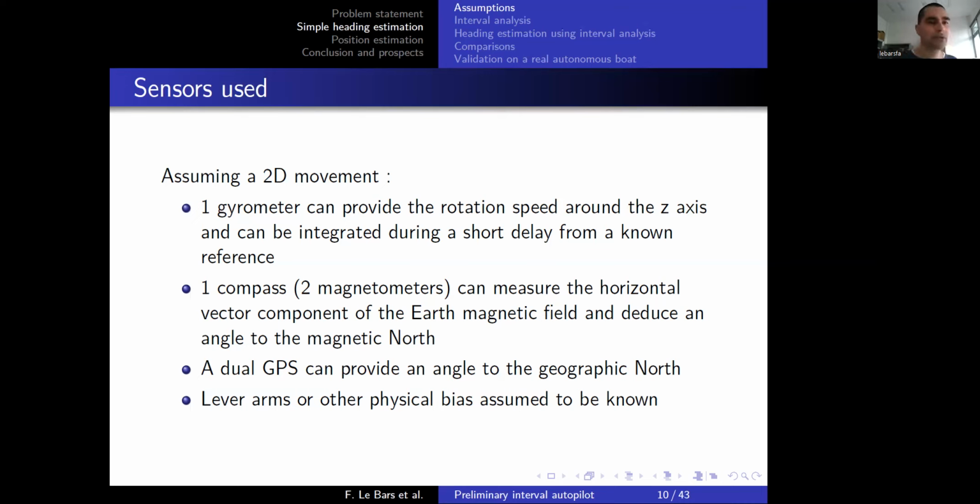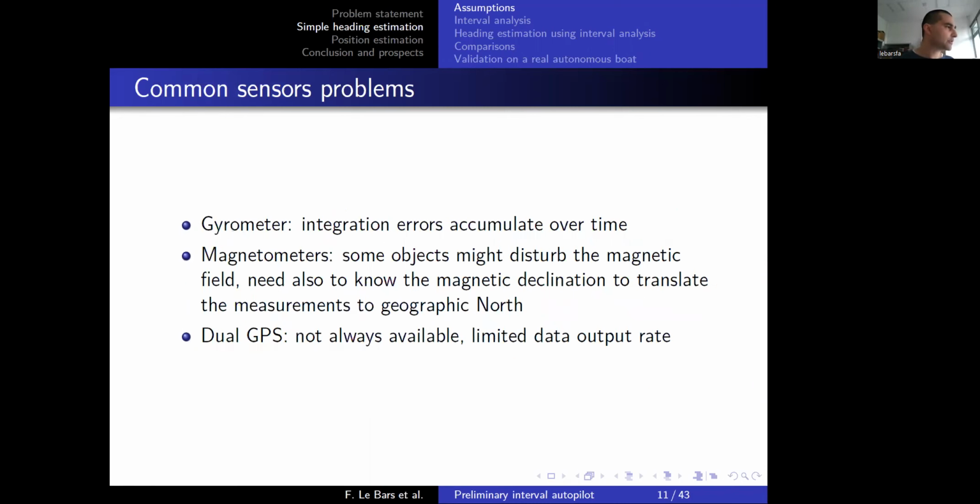We could have a dual GPS, so it's a GPS with 2 antennas, which is also able to compute the heading of the robot with respect to the geographic north. And so we have these 3 types of sensors that should be able to compute the heading of some robot. Each of these sensors has its own problems. For example, the gyrometer needs to be integrated, and measurement errors accumulate over time.